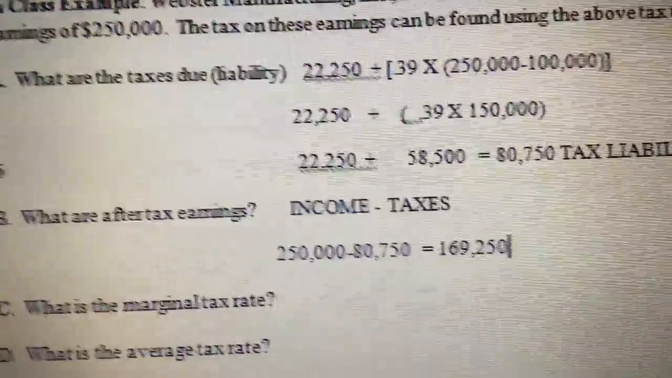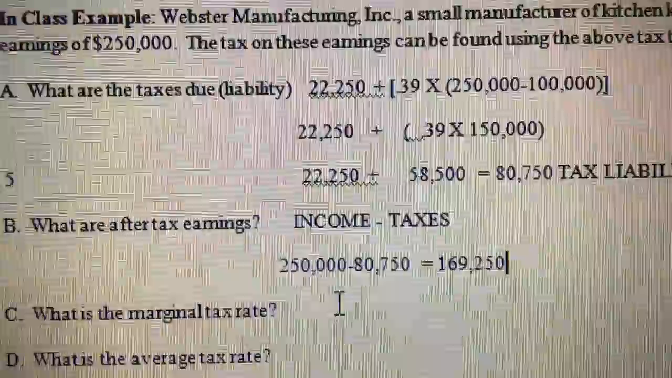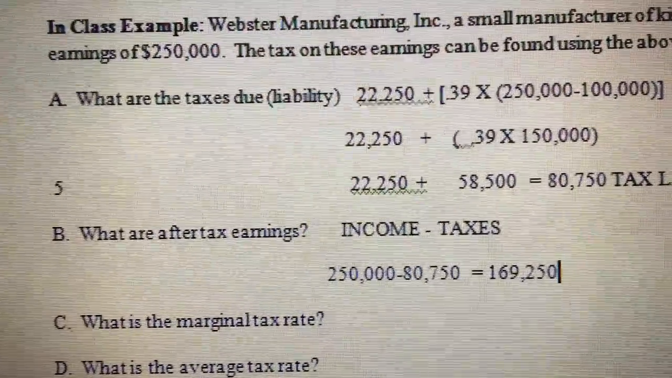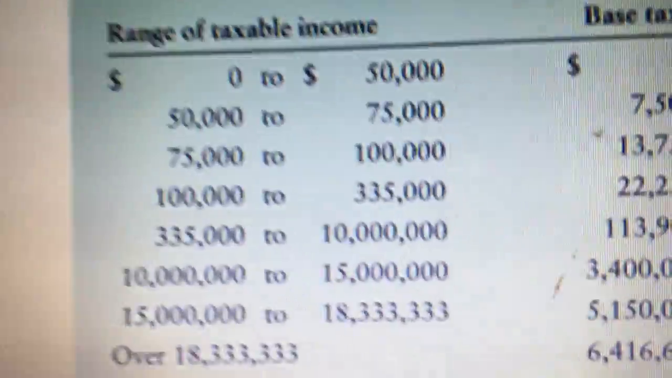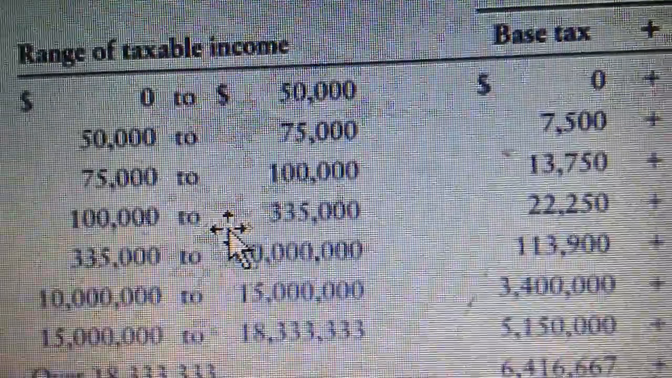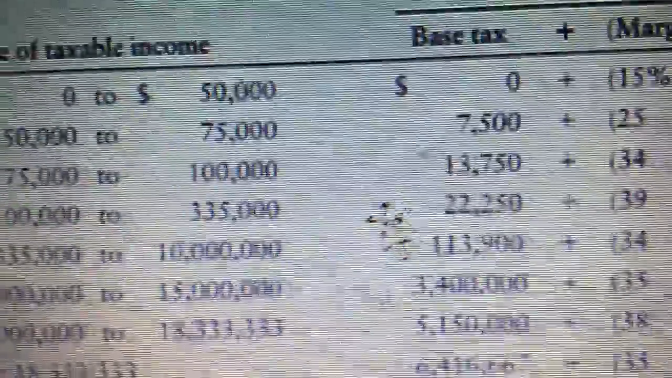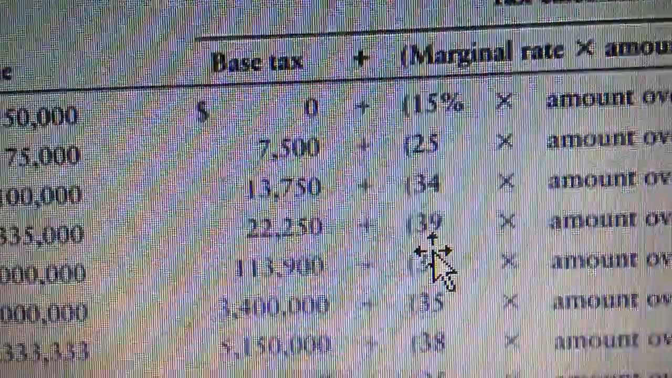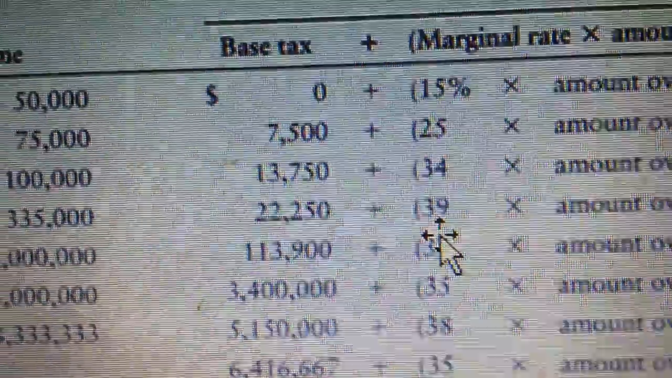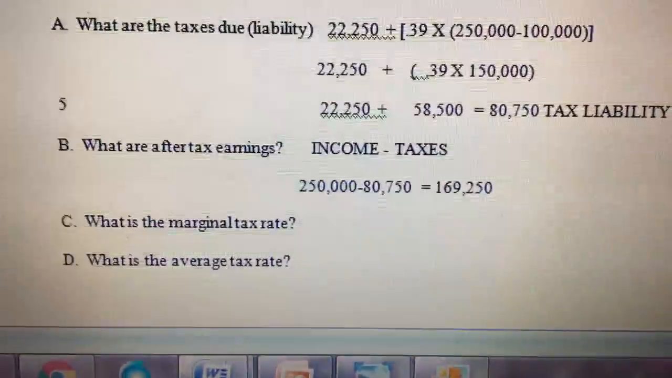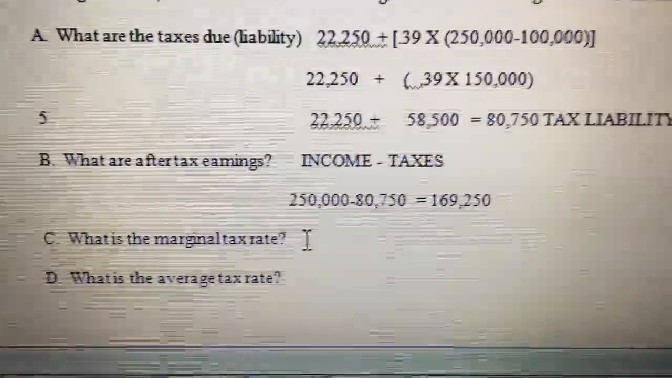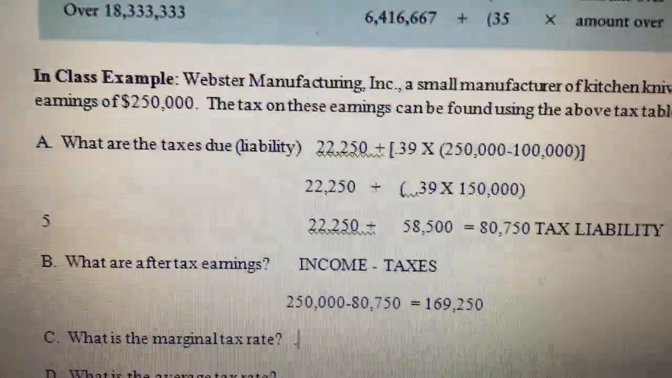Okay, C, your marginal tax rate. Now that's easy. That's the amount you're paying on an additional dollar of taxes after your base rate. So go back up to your table here. See the row that you were in. You were in this row. Notice it says your base rate. Notice it tells you what your marginal rate was. Here it was 39%. Okay, so that one's really easy. You go up to your table, and whatever you multiplied by the additional amount is going to be your marginal rate.